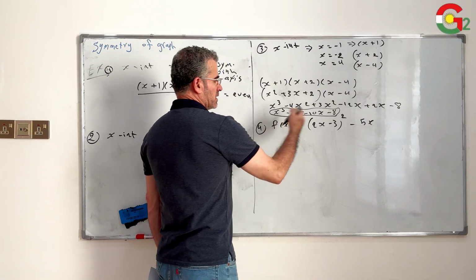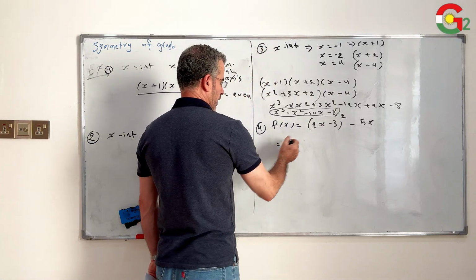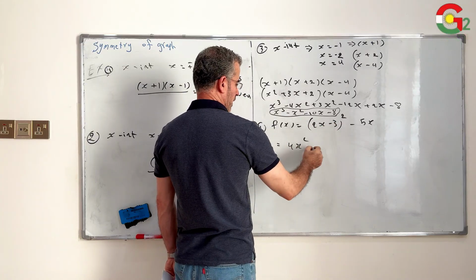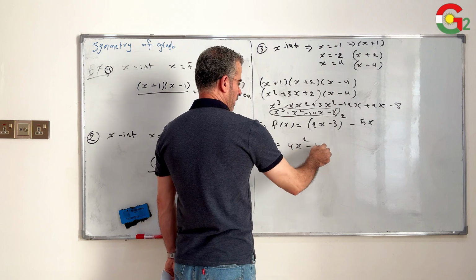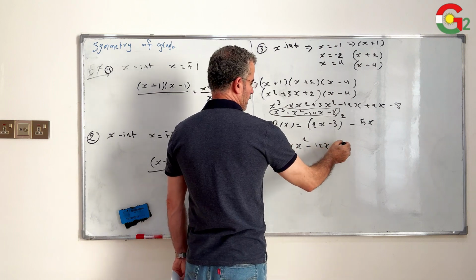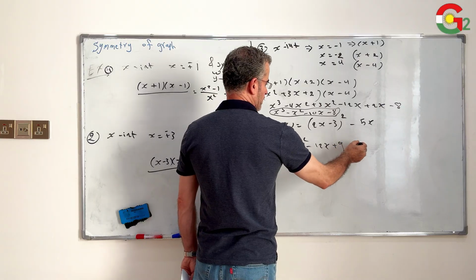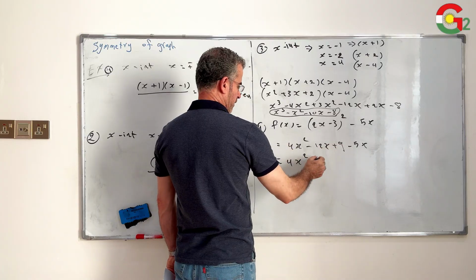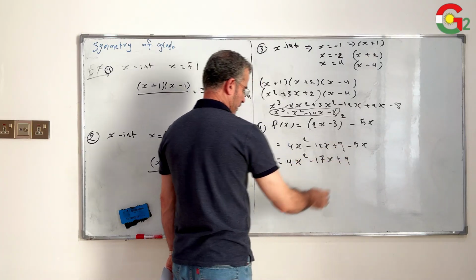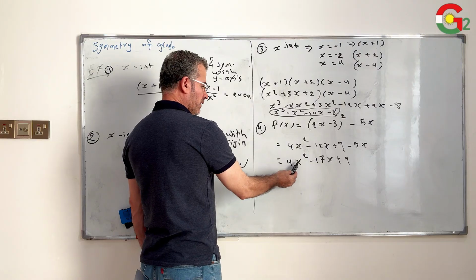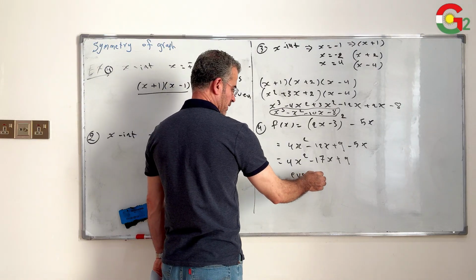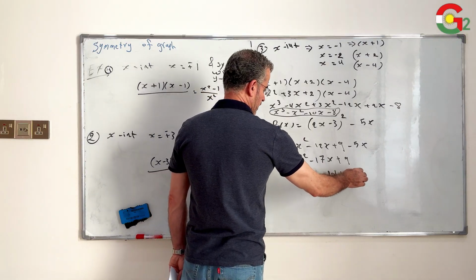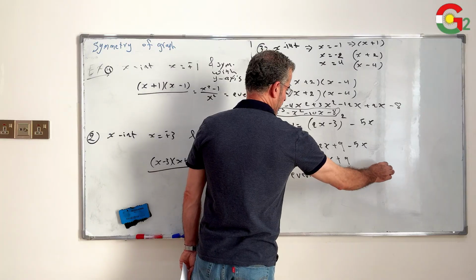Example number 4: determine if the function is even or odd. Let me open this bracket: 4x power 2 minus 12x plus 9 minus 5x. Simplify: minus 17x plus 9. Now, even times even is even, minus even times odd is odd, plus even, so it is neither.